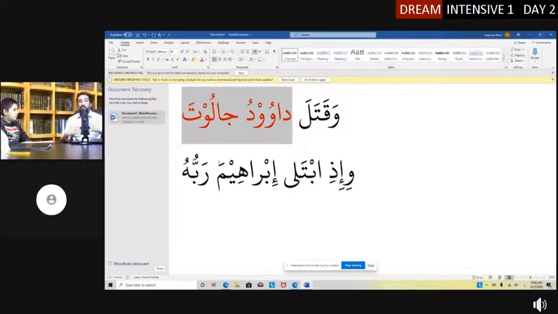So, qatala means killed. We've got to figure out who did the killing. Did Jalut kill Dawood, or did Dawood kill Jalut? وَقَتَلَ دَاوُودُ جَالُوتَ. From the Arabic, can you tell who killed who? Maryam? Dawood, because it has the u sound, it's rafa, and then Jaluta. Give me five. Translate it. Dawood killed Jalut. Oh my God, you just translated an ayah of the Quran. Awesome, huh? From the sounds.